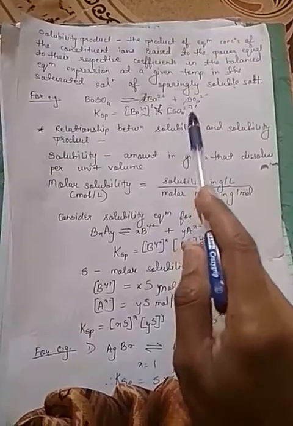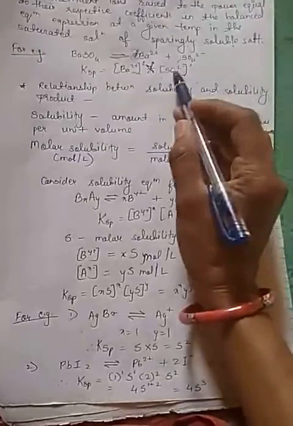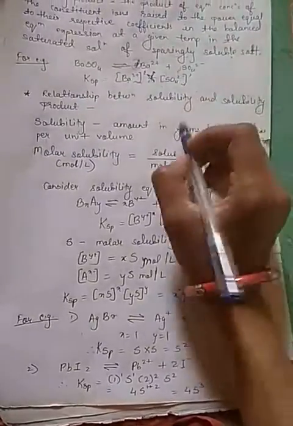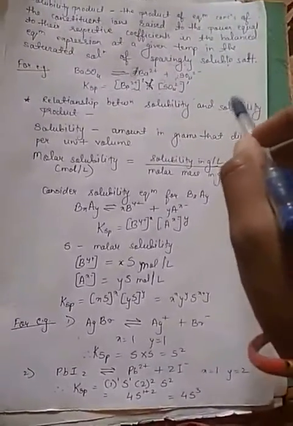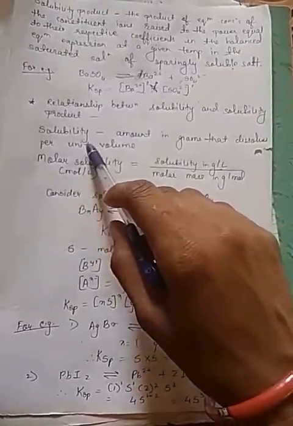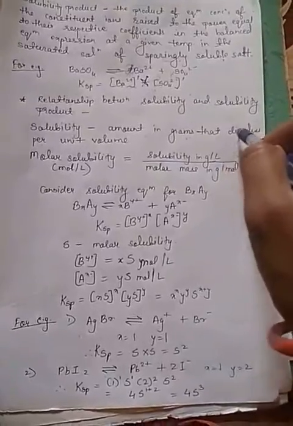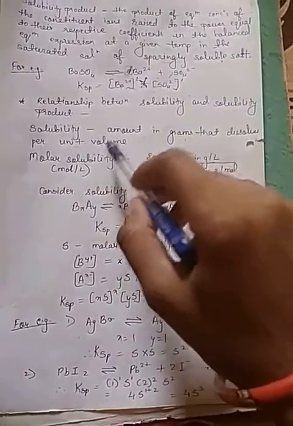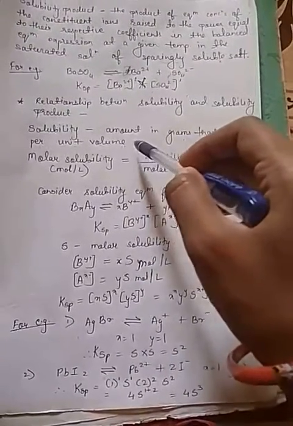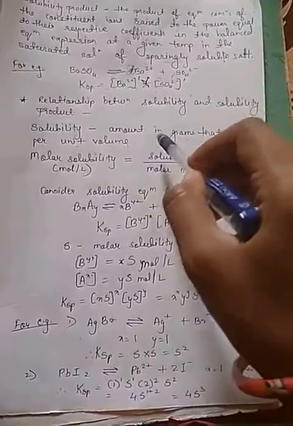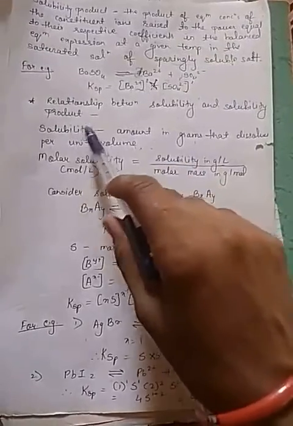Basically, we will first study what solubility is. In simple language, if I add salt to water and it gets dissolved, that is solubility. But according to chemistry, the actual definition of solubility is the amount in grams of a substance dissolved per unit volume. The unit volume might be 100 ml, 1000 ml or 1000 liters. Whatever amount of substance you dissolve in water per unit volume is known as solubility.